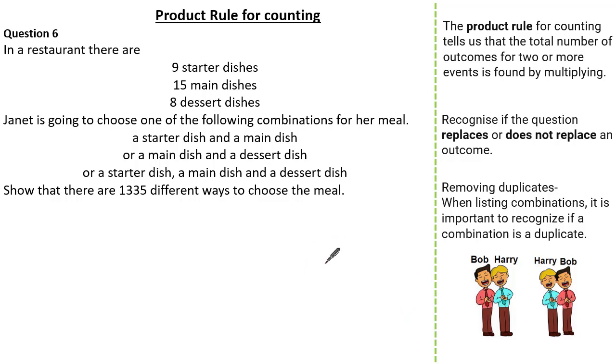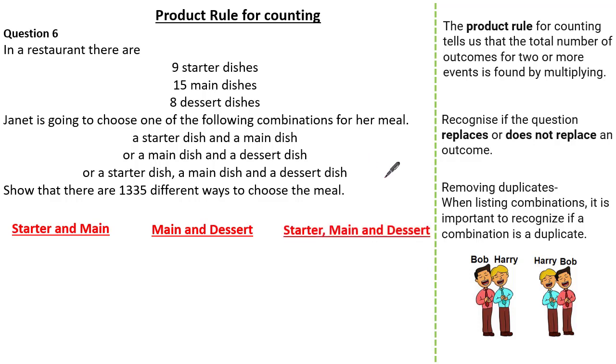So let's start by identifying our different sets of combinations. Well, we could have a set of combinations made from the starter and main. We could have a set of combinations made from the main and dessert. Or we can have a set of combinations made from starter, main and dessert. So let's work out the total combinations for each set. Well, for starter and main, there are 9 different starter dishes and 15 different main dishes. This gives us 135 different combinations for a starter and main.